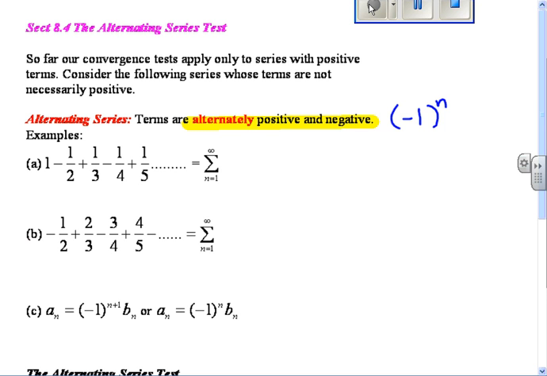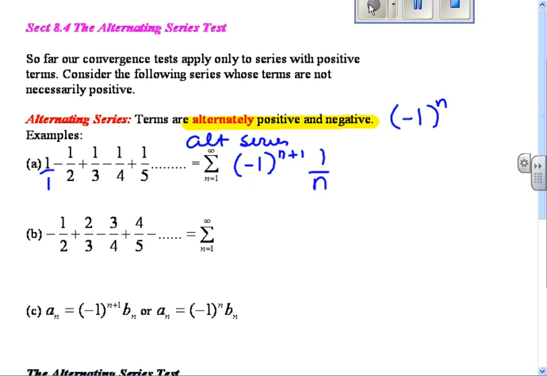So we've seen the alternating harmonic series. You know that one. There it is. Can you write it in sigma? It's negative 1 to the n. Does that work, Logan? I need a positive 1, so this has to be n plus 1. And then this is 1 over 1, so this is 1 over n. That's called an alternating harmonic series.